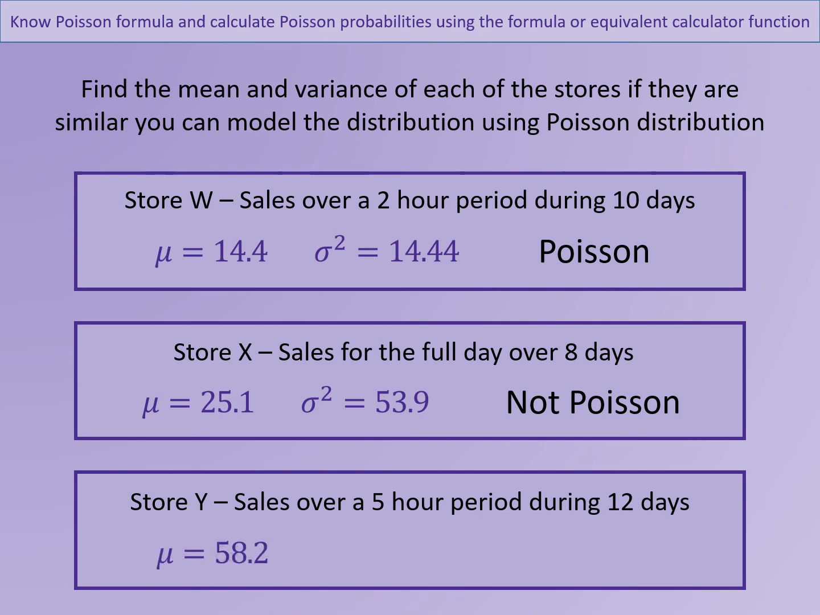And in the third store, we have a mean of 58.2 and a variance of 59.6. While these are slightly further apart, they are still relatively close when we compare to the size of the numbers. So Poisson distribution is likely to be a suitable model here too.